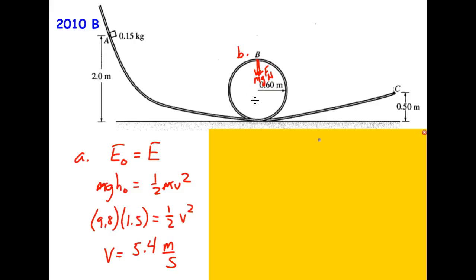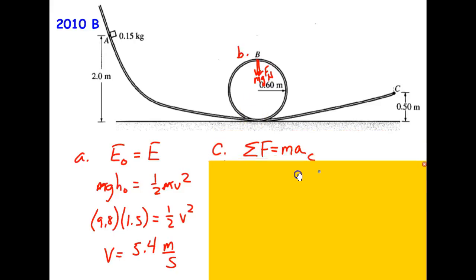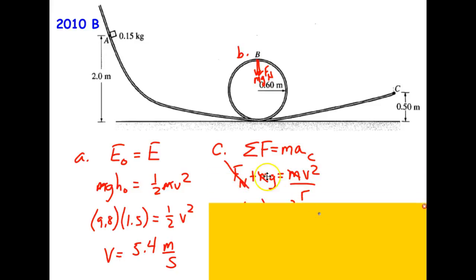C, calculate the minimum speed the block can have at B without losing contact with the track. This is a Newton's second law calculation. Sigma F equals ma. Is the block accelerating? The answer is yes, because it's traveling in a circular path here, a vertical circle in this case. So we put the C on our acceleration, denoting centripetal acceleration. The summation, since both are pointed towards the center of the circular path, would be Fn plus mg equals mv squared over r.